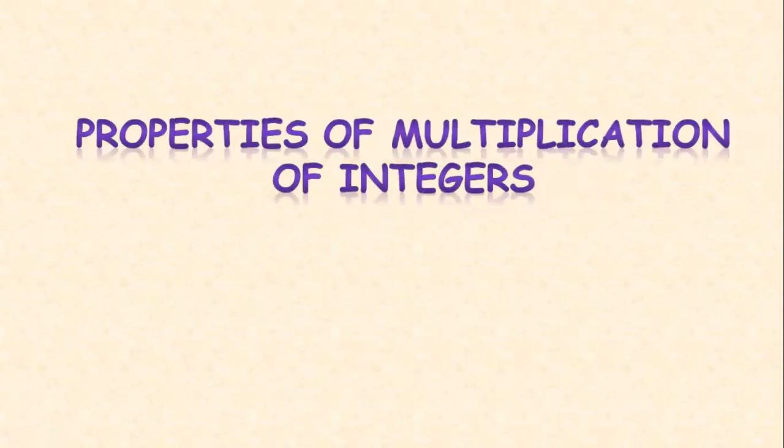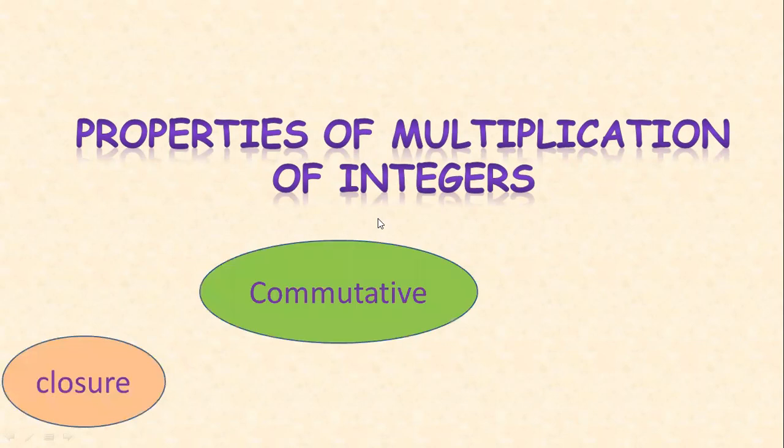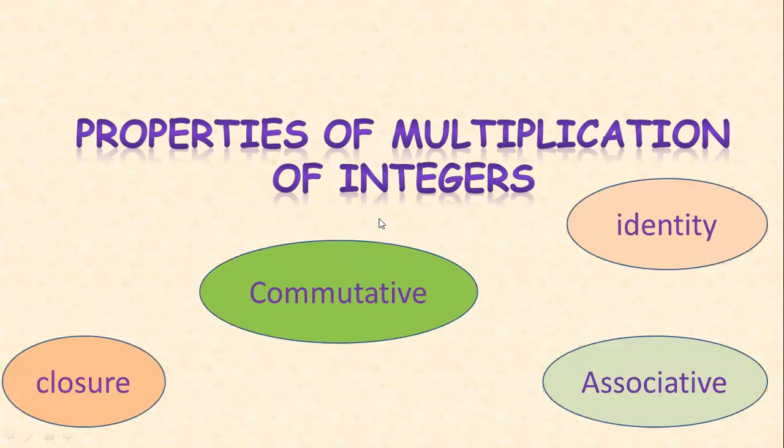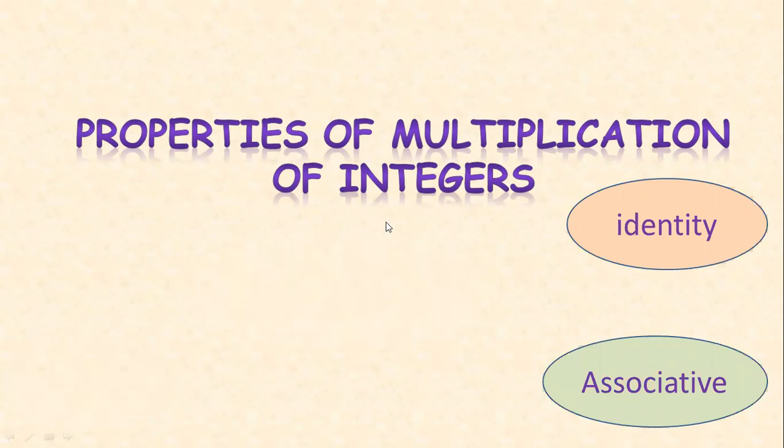Dear students, you learned to do multiplication of integers. Now let us learn properties of multiplication of integers. You learned properties for addition and subtraction. They are closure property, commutative property, identity property, and associative property. Let us learn properties of multiplication. First property is closure property.